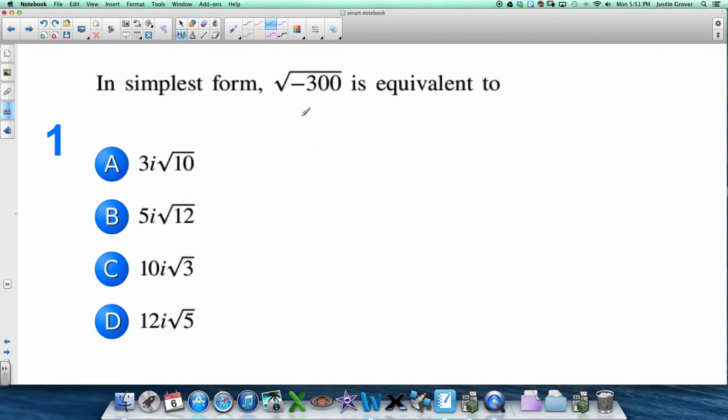Because the square root is saying what times itself is negative 300, and nothing times itself is negative, because a negative times itself is positive. Negative times negative is positive. And a positive times itself is, of course, also positive. So it doesn't make sense to do the square root of a negative number. And so this is where imaginary numbers come in.